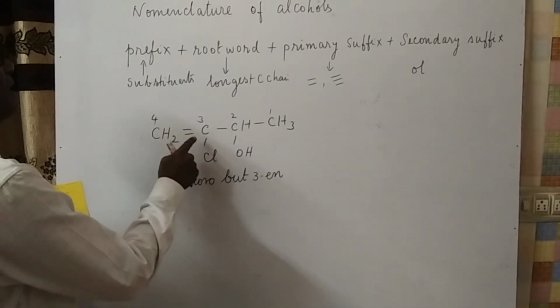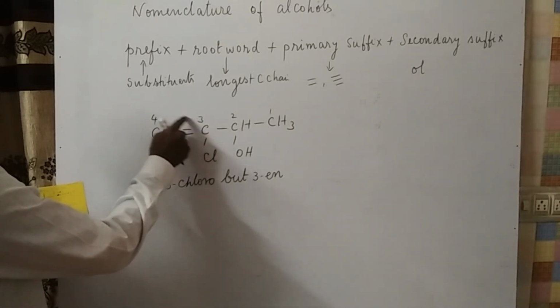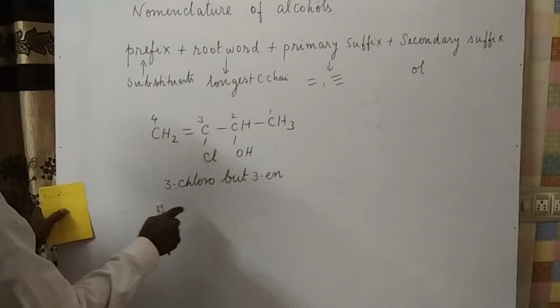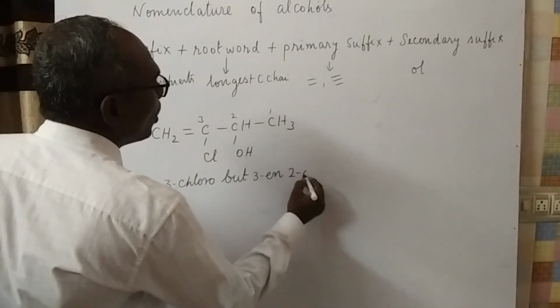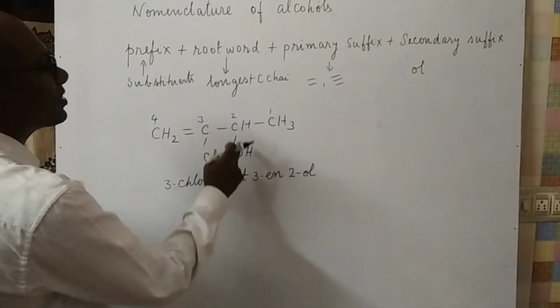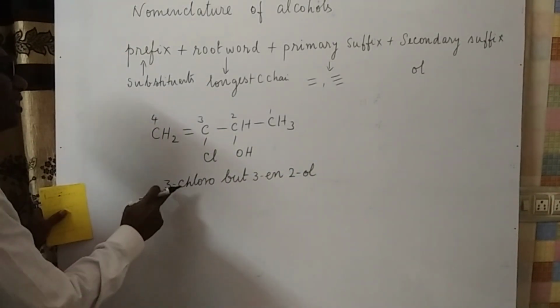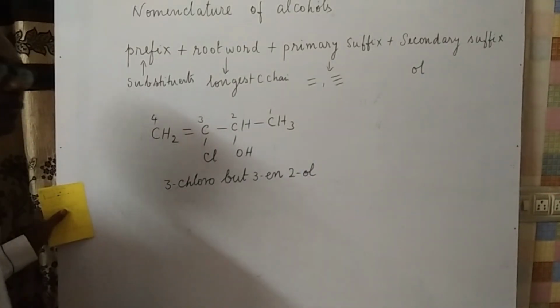Now a question may come. The double bond is between carbon 3 and carbon 4. You have to take only the least number. So 3-ene, 2-ol, because the alcoholic group is present in the second carbon. So the name of this compound is 3-chlorobut-3-en-2-ol.